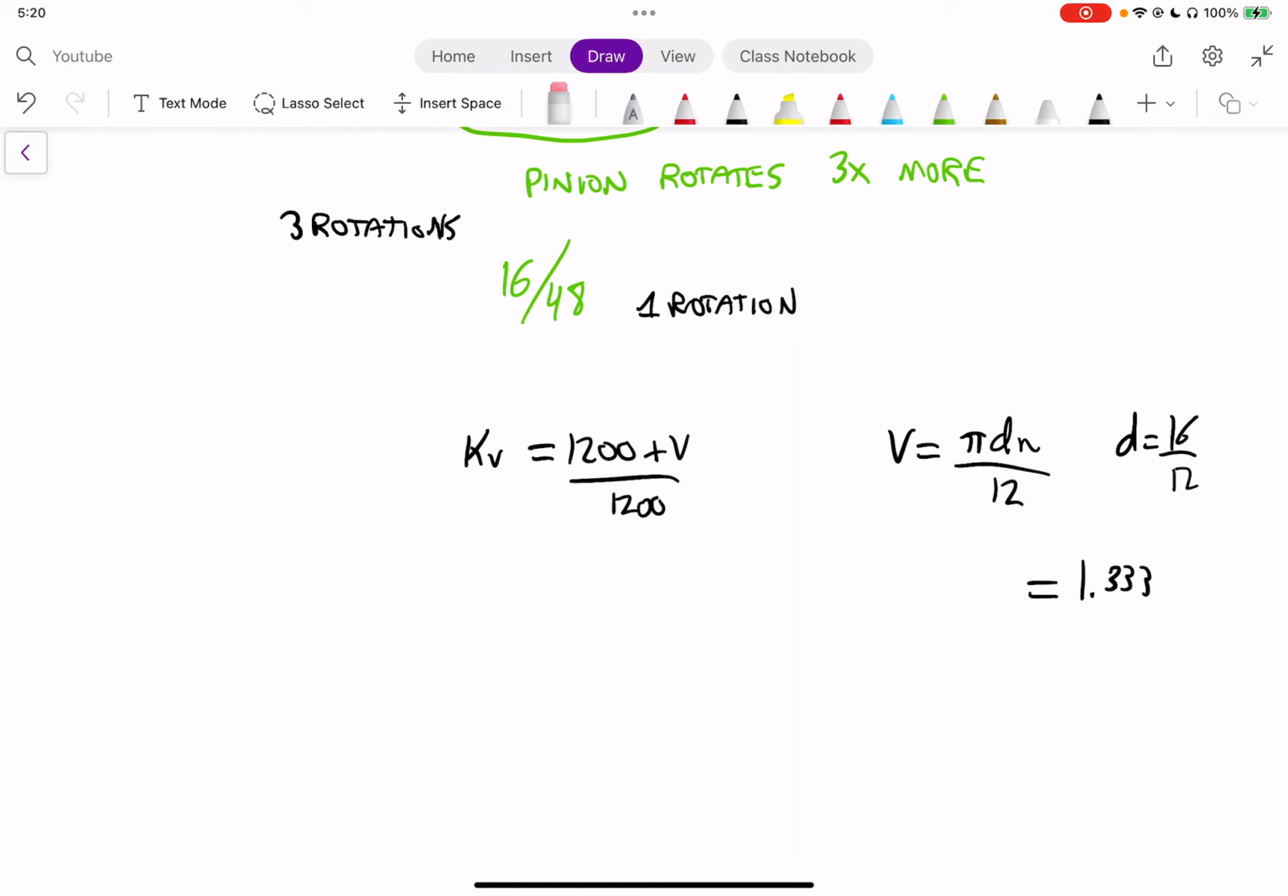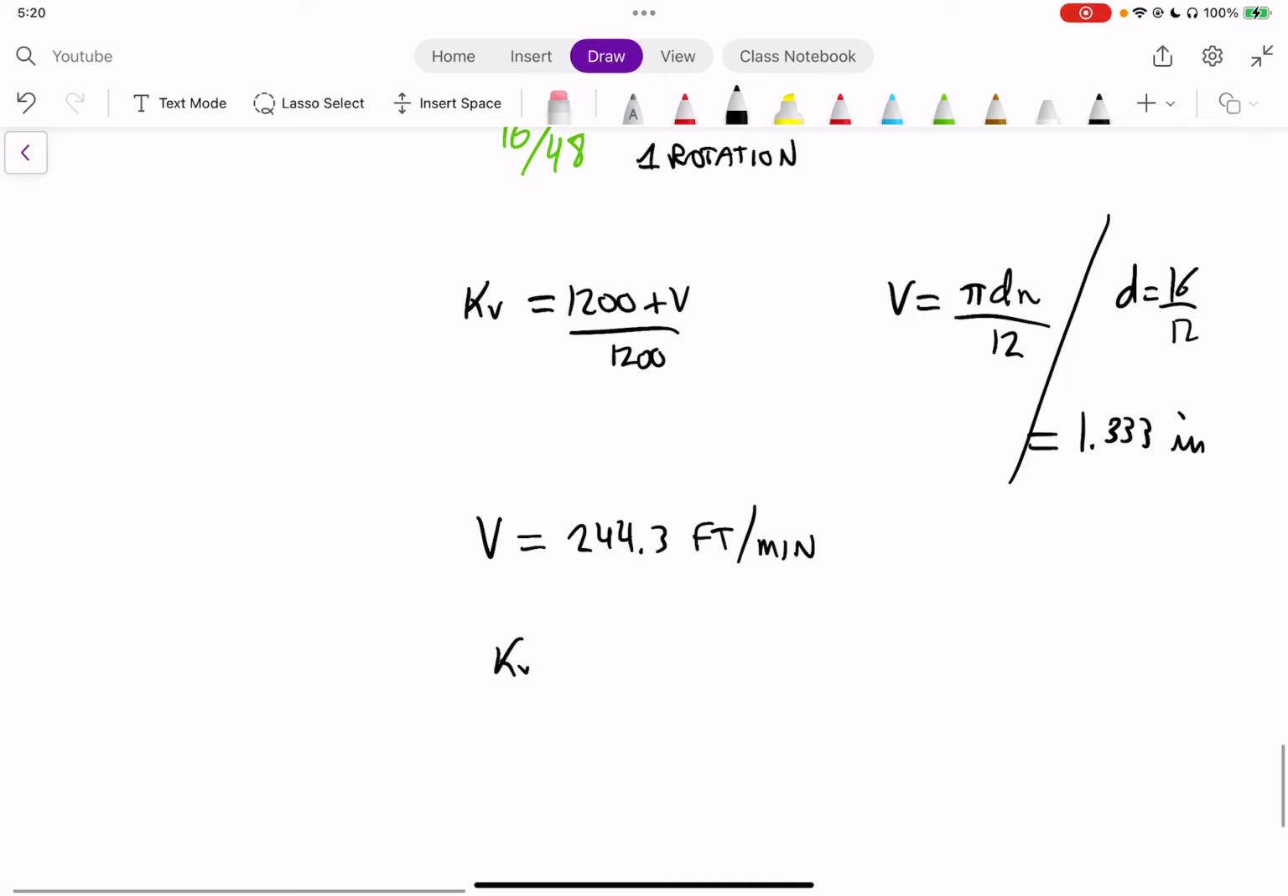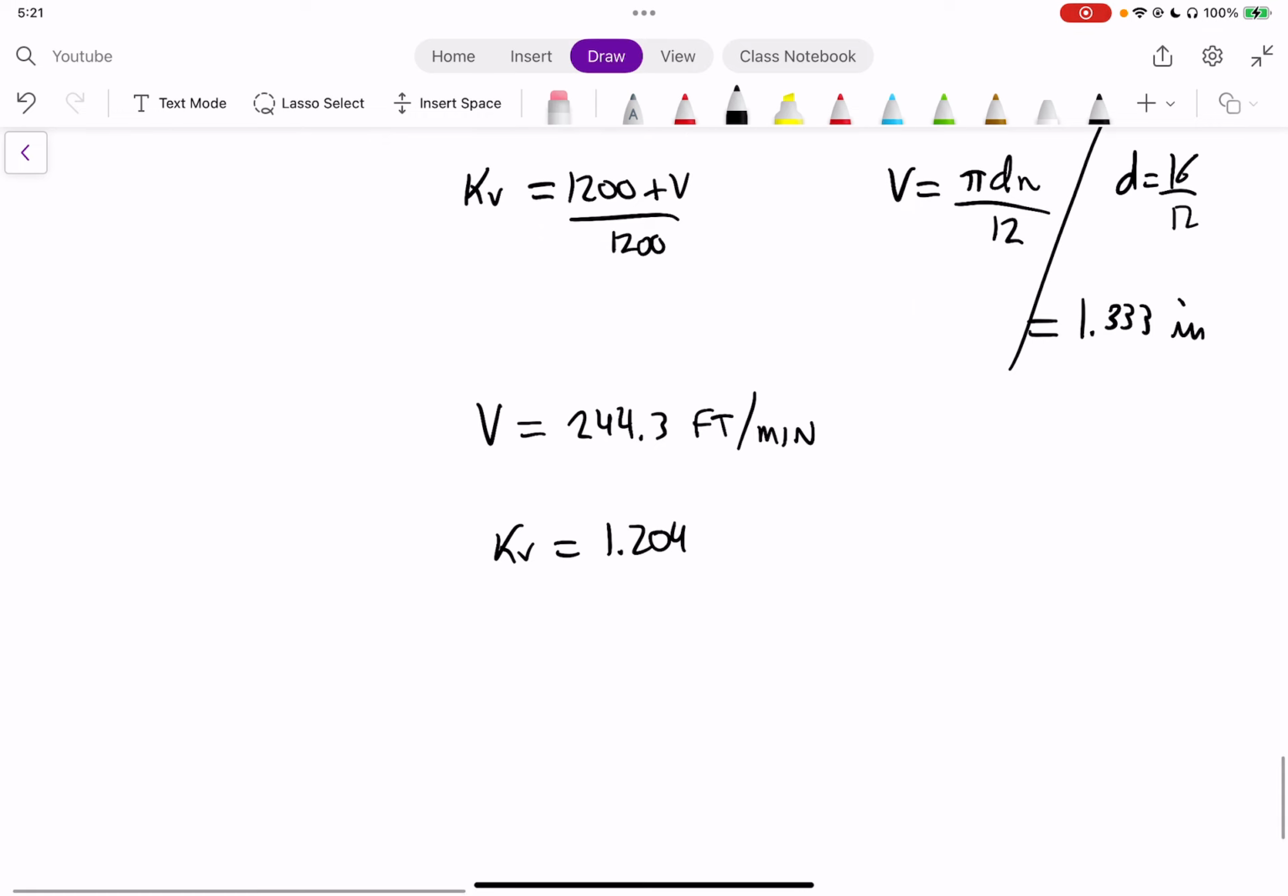No, that's correct, it's inches. So for diameter, we have 1.333 inches, and so velocity is going to be equal to, if we plug in all the values, we get 244.3 feet per minute. Then once we have that, we can find KV. KV is equal to 1.204. And so we know that we can add KV to the system.